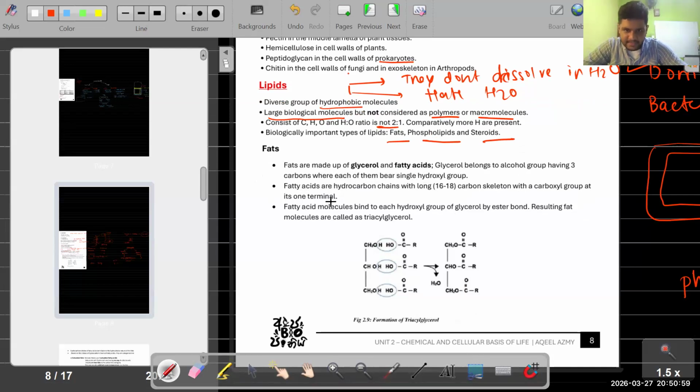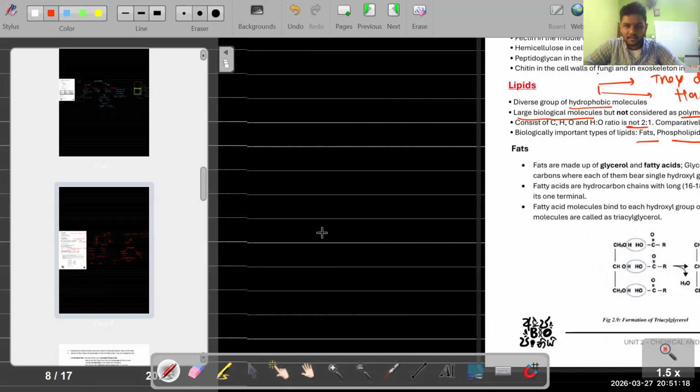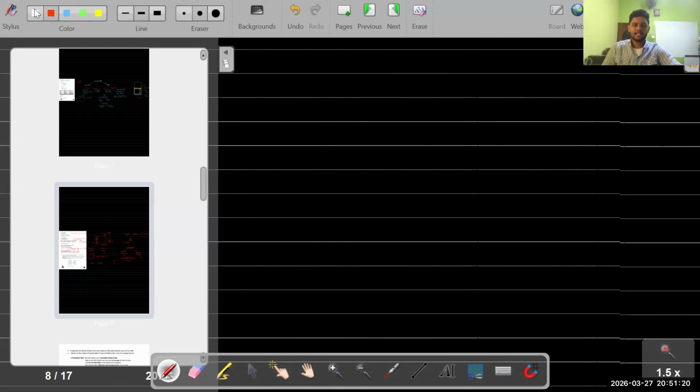Now, first I'll read this completely and then I'll explain, right? Fatty acids are hydrocarbon chains with a long 16 to 18 carbon skeleton with a carboxyl group at its terminal. Fatty acid molecules bind to each hydroxyl group of glycerol by ester bond, resulting in fat molecules called triacylglycerol. Now this is the thing. I'll explain. Right?